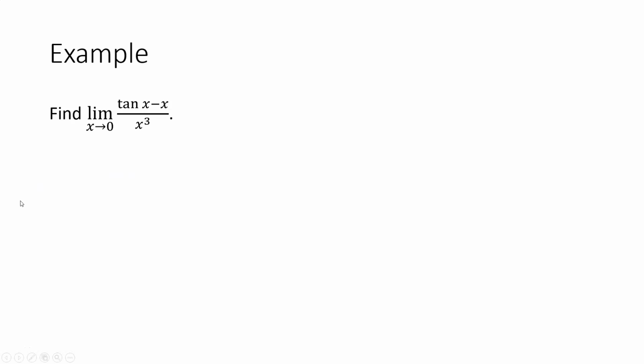So in this example, it looks like we have something that's in the form 0 over 0. We've got tan x minus x, which as x approaches 0 will be tan of 0 minus 0. So we got something that approaches 0 on the top, and of course x cubed will approach 0 on the bottom as well. So it's in the 0 over 0 form, so let's go ahead and apply L'Hopital's rule.